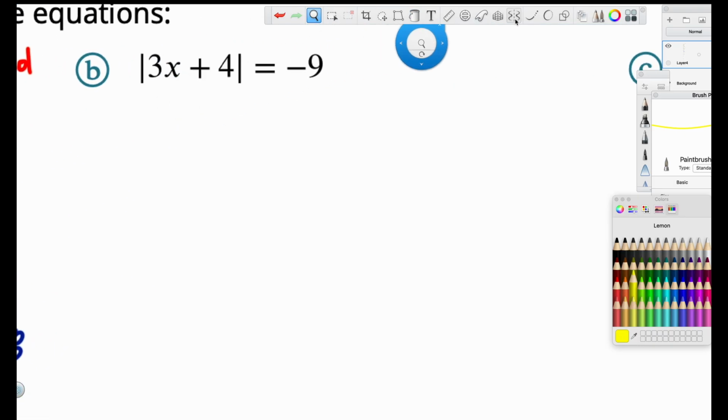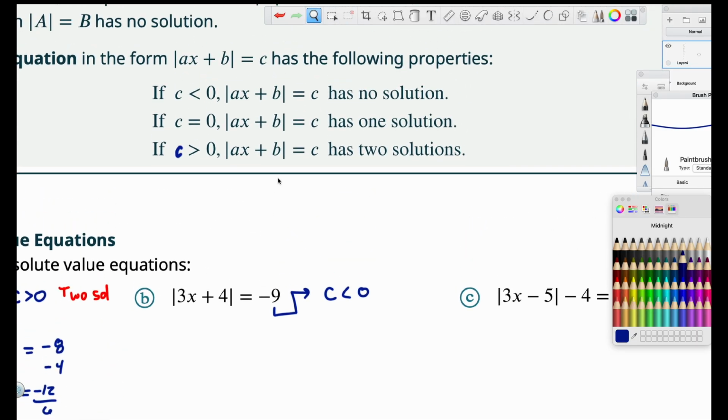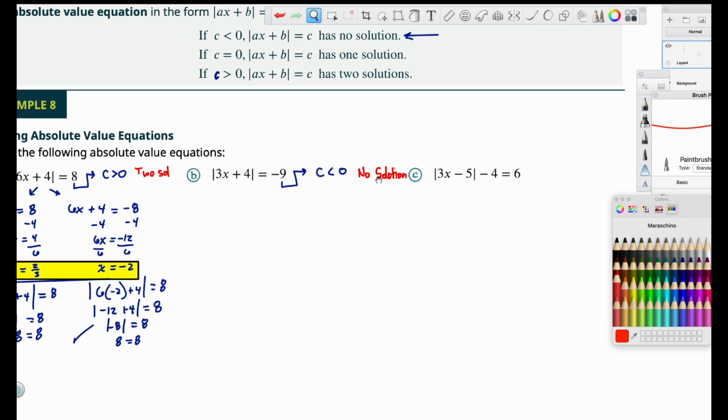Okay, B. Absolute value 3x plus 4 equals -9. Well, this -9 means that its C is less than 0. So whenever our C value here is less than 0, we have no solution. And so there's nothing to solve, and we're done. No solution, and we move on.